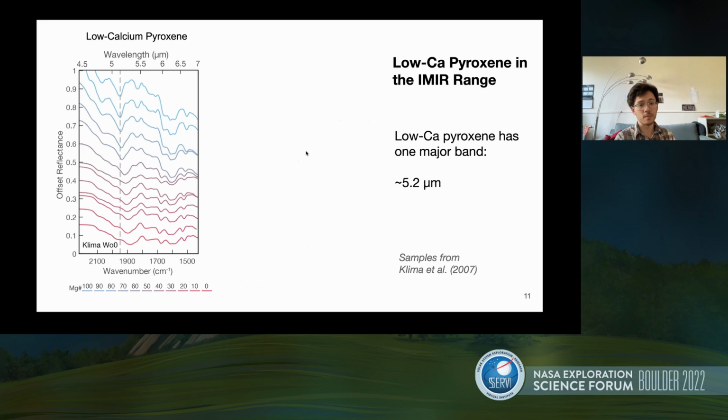And what about pyroxene Mg number? On the left-hand side, we have a plot of synthetic low calcium pyroxenes, originally described by Rachel Kremer. And just as before, we have high Mg on the top, low Mg on the bottom, and we have a strong, well-defined band at 5.2 microns that also shifts to longer wavelengths with increasing iron content.